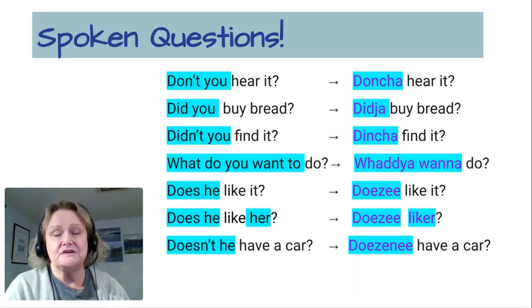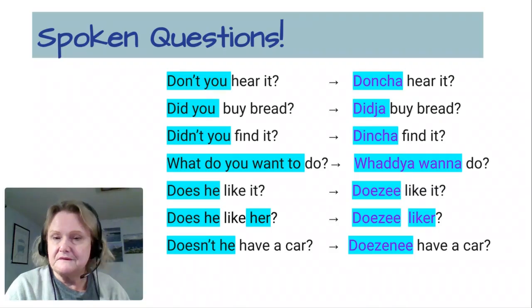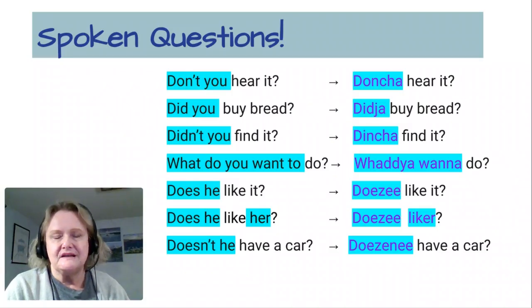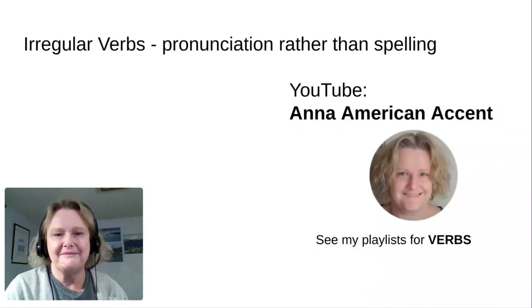Students love to learn reduced speech, especially these spoken questions like don't you, did you, didn't you? And they find it very interesting. So doing that every so often can be very helpful. You can put together little dialogues that they can practice.